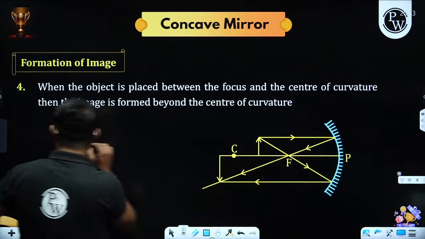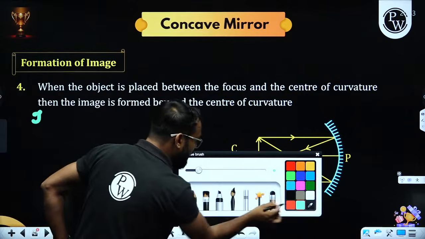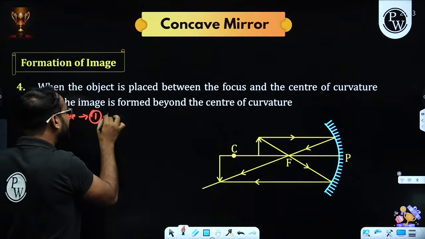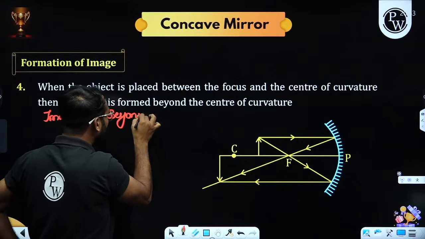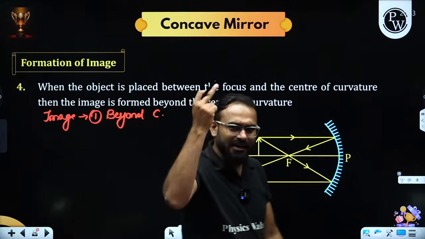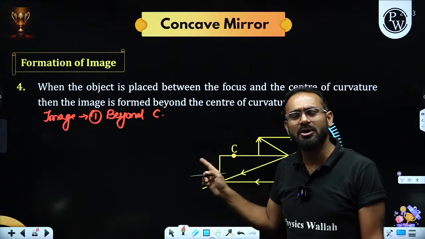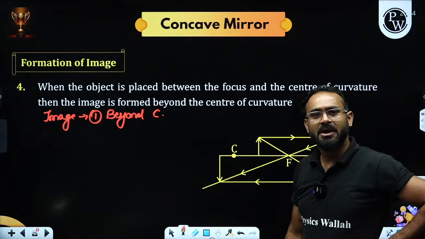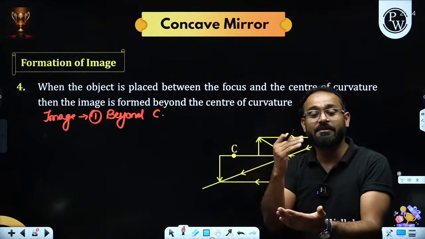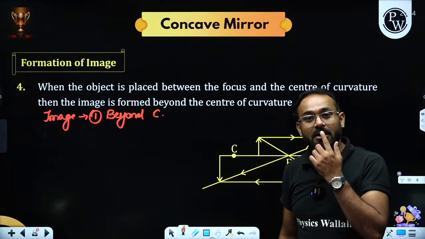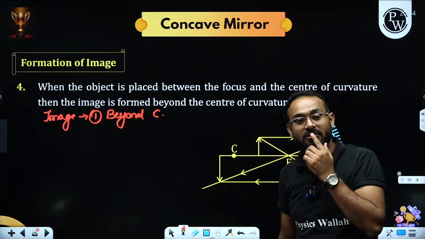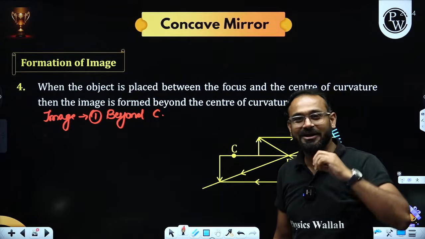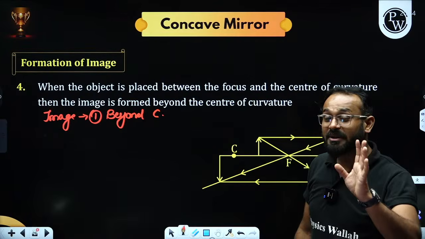So the image over here, what are you getting? Sir, image forming beyond center of curvature. Sir, I can recall that when the object was beyond center of curvature, image was between center of curvature and focus. Here in this case, when the object is between center of curvature and focus, image is beyond center of curvature. That is really good, na? There will not be any difficulty in learning.